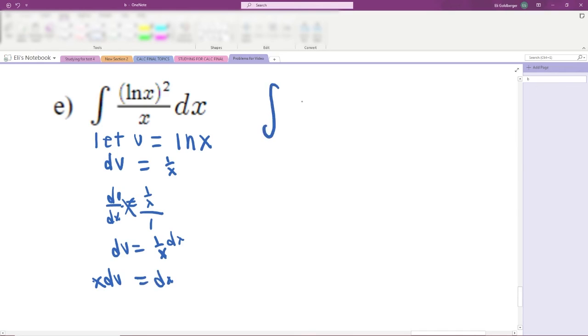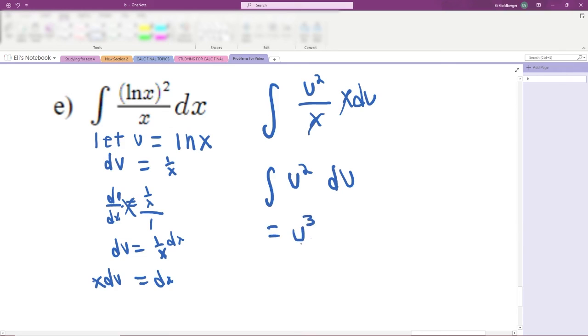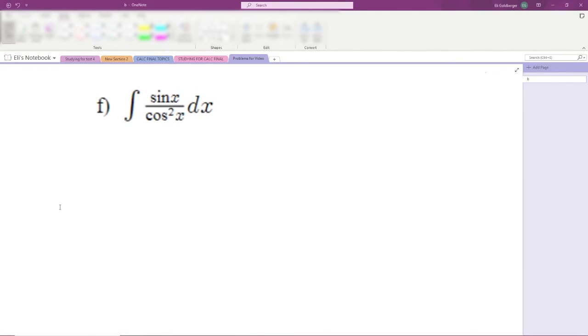So when we put everything back, we'll have u squared over x, then du, and an x here, and these x's cancel out. So what we're left with is u squared du. And when we integrate that, we get u cubed over 3 plus c. And then we want to unsubstitute the u. So ln x cubed over 3 plus c. And that's our answer.